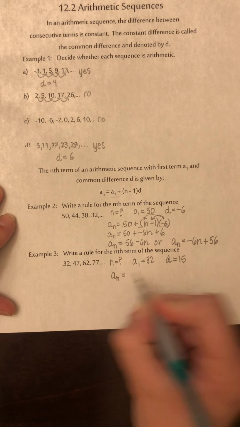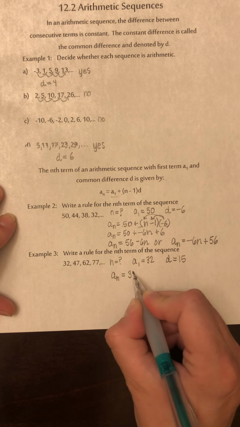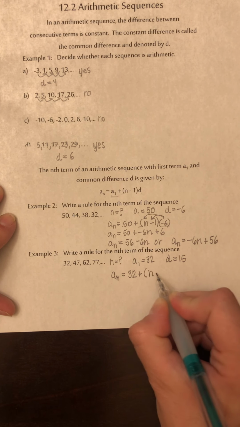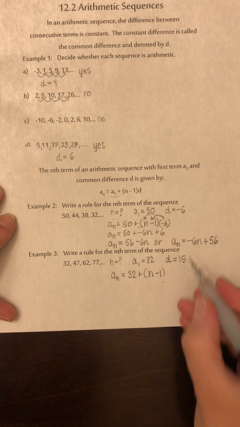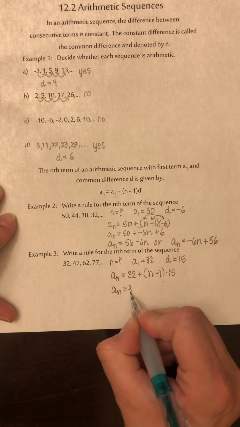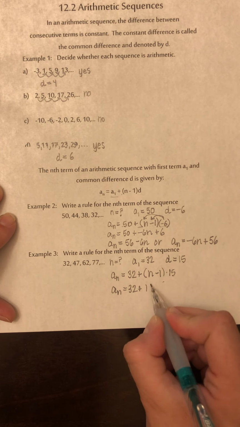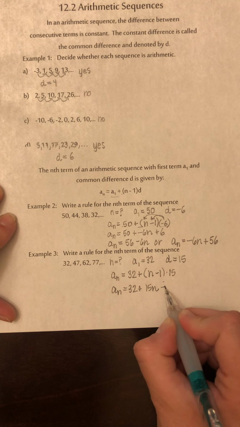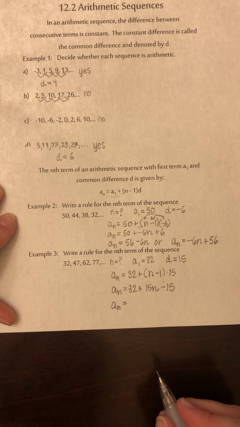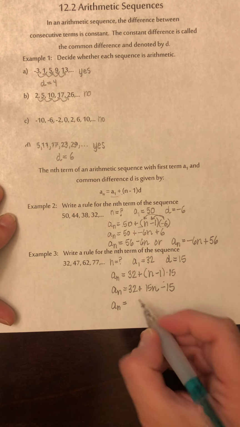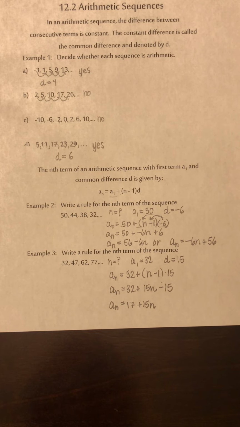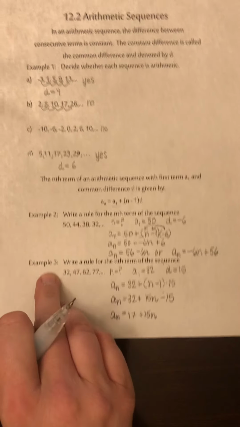So I have a sub n equals, I'm going to plug the 32 in place of a sub 1. So I have 32 plus parentheses n minus 1, times 15. Now I'm going to distribute the 15. So 15 times n is 15n. 15 times -1 is -15. And then I'm going to combine like terms. 32 minus 15 gives me 17. So 17 plus 15n, or if you'd rather write 15n plus 17, that's fine as well.